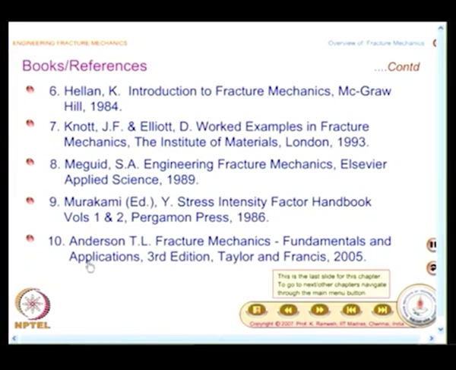And finally, you have a book by Anderson. This is more like an encyclopedia. It covers very many topics in fracture mechanics, and this is again available in the library. It could be used more as a reference, in my opinion. It would be a better book as a reference rather than a textbook.